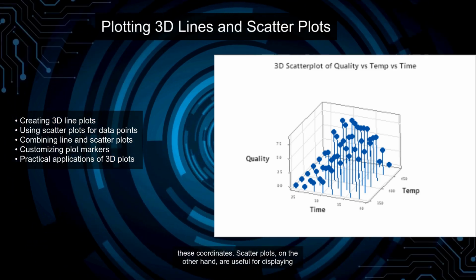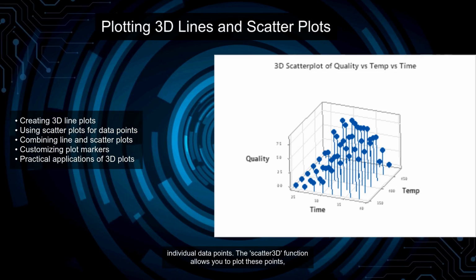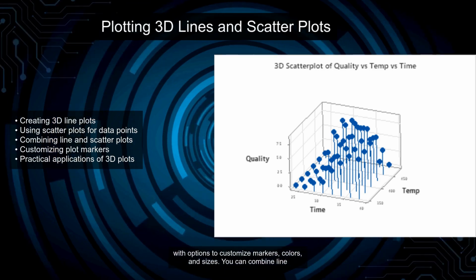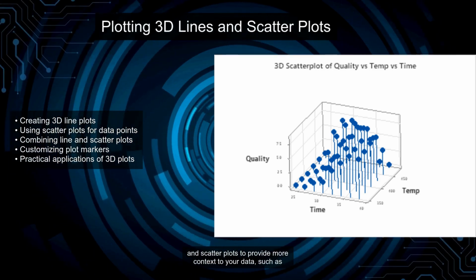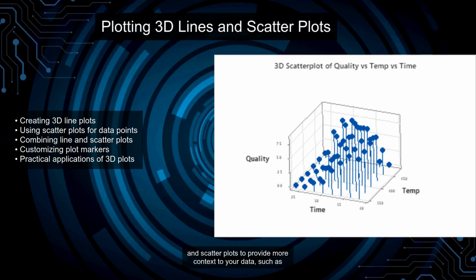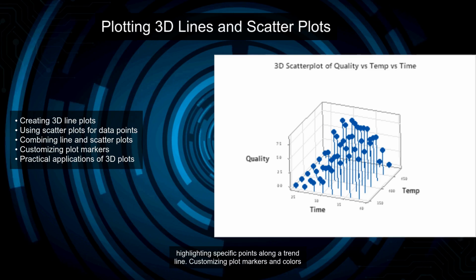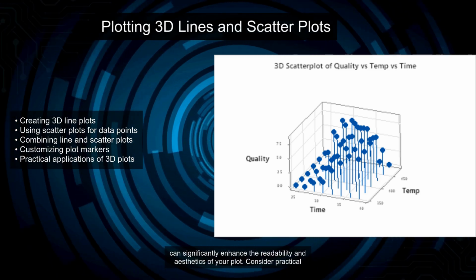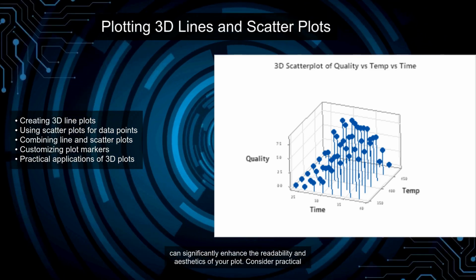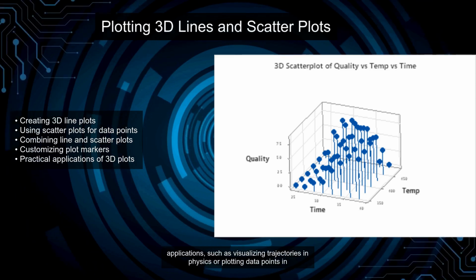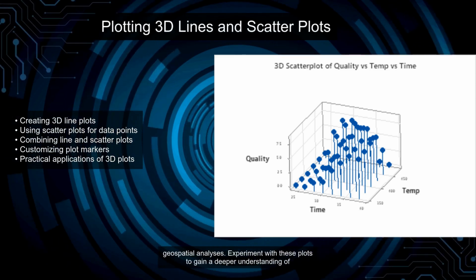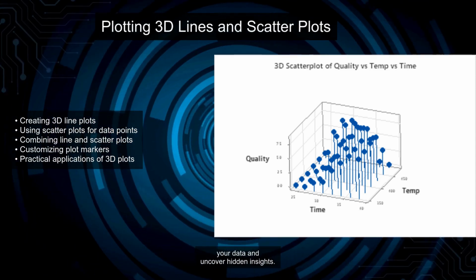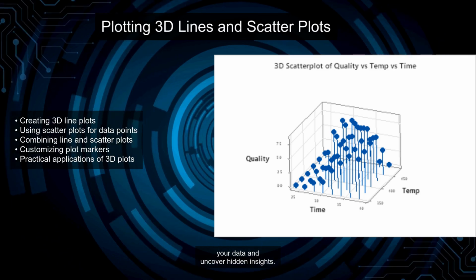Scatter plots, on the other hand, are useful for displaying individual data points. The scatter3D function allows you to plot these points, with options to customize markers, colors, and sizes. You can combine line and scatter plots to provide more context to your data, such as highlighting specific points along a trend line. Customizing plot markers and colors can significantly enhance the readability and aesthetics of your plot. Consider practical applications, such as visualizing trajectories in physics or plotting data points in geospatial analyses. Experiment with these plots to gain a deeper understanding of your data and uncover hidden insights.